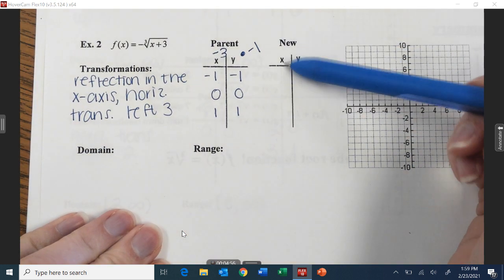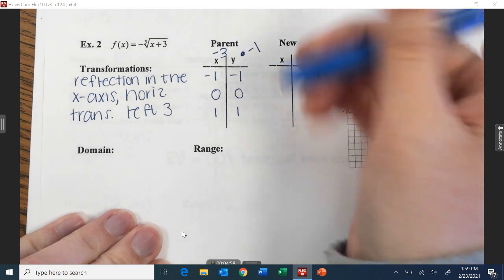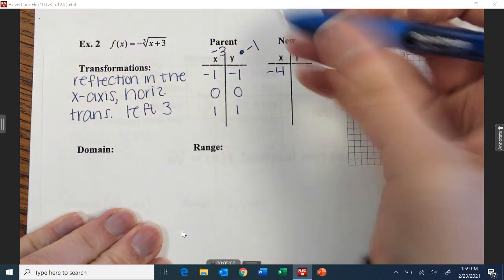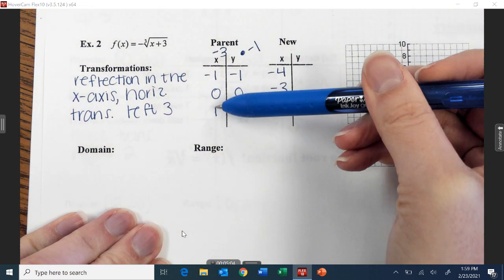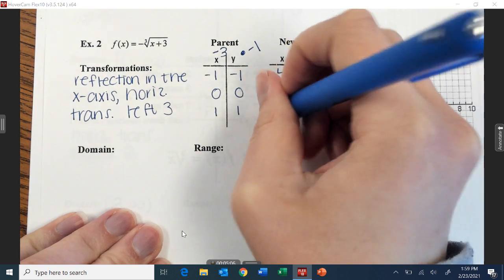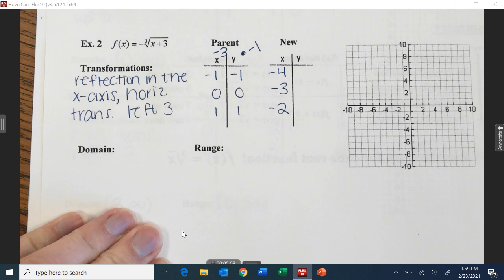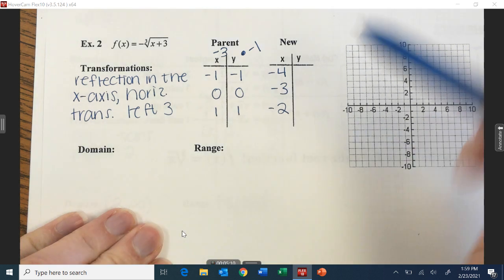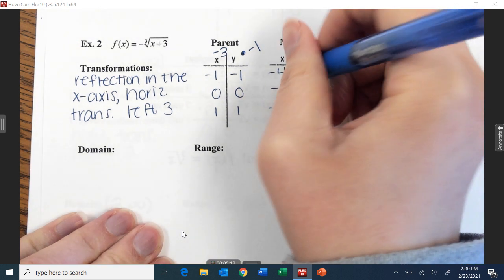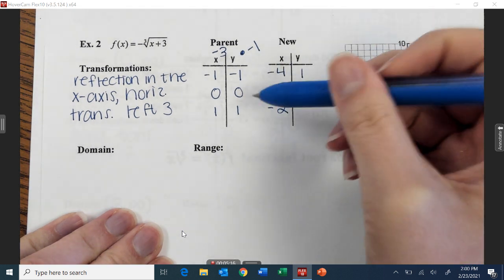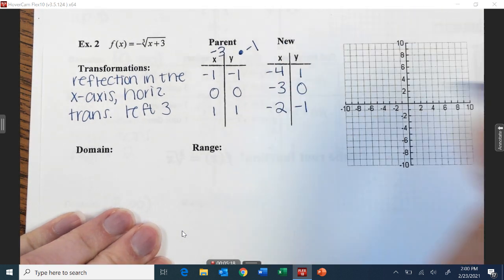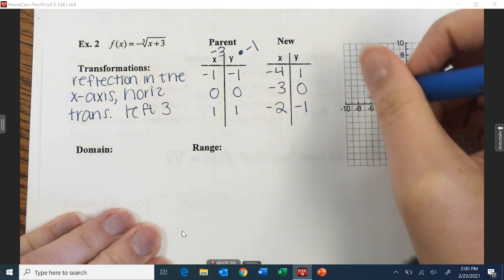So the x values, I'm going to subtract 3. -1 minus 3 is -4. 0 minus 3 is negative 3. 1 minus 3 is negative 2. The y values, I'm going to multiply by negative 1. Negative 1 times negative 1 is 1. 0 times negative 1 is 0. 1 times negative 1 is negative 1. So we plot our points.